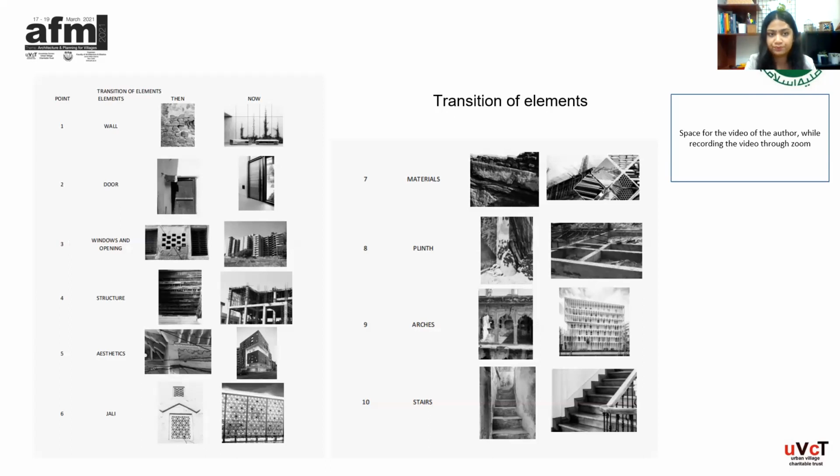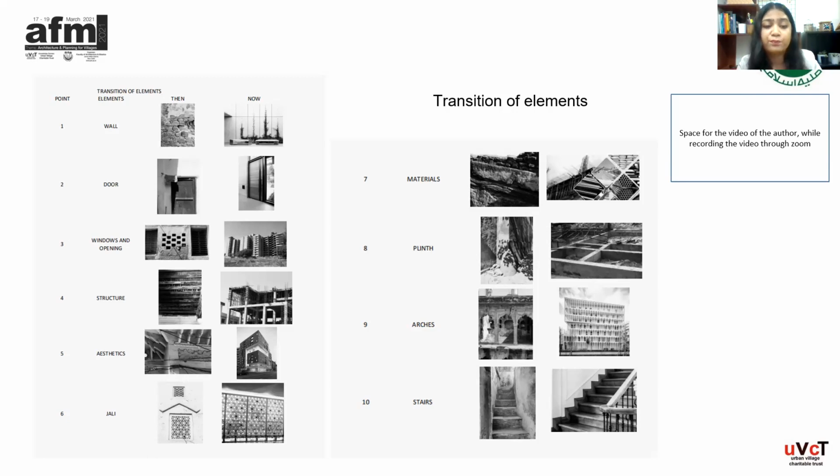Transition of elements. So the elements were also changed. Thick brick walls were changed with single brick wall. Old style wooden door is replaced by PVC or wood board doors. Windows and openings are now changed. Wooden structure are replaced by RCC structure.